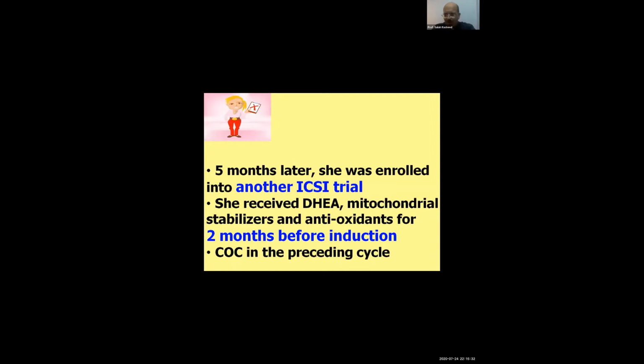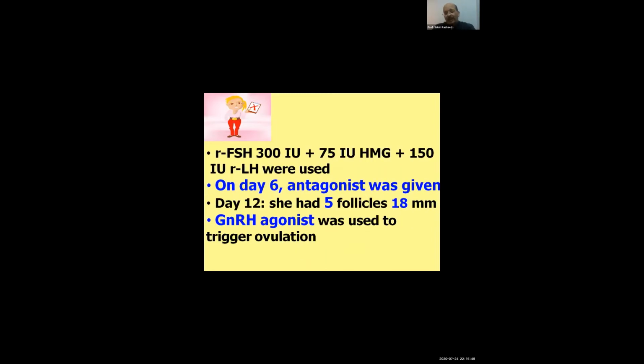After 5 months, unfortunately, Suzanne enrolled into another trial. She received DHEA, mitochondrial stabilizers, and antioxidants for 2 months before induction, and combined oral contraceptive pills were used in the preceding cycle. For the stimulation, the gonadotropin was a combination of FSH 300, human menopausal gonadotropin 75, together with 150 units of recombinant LH.